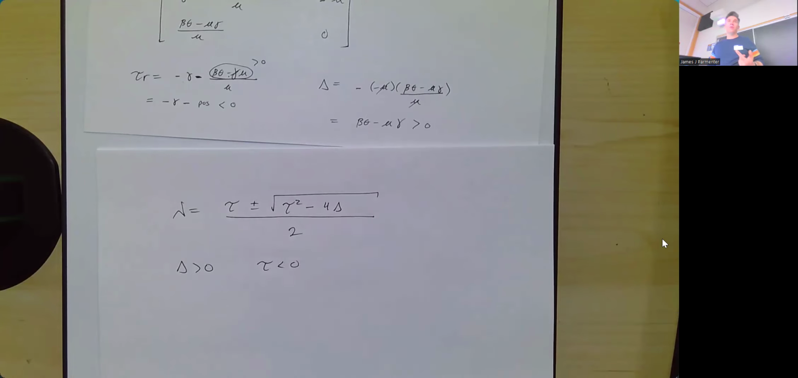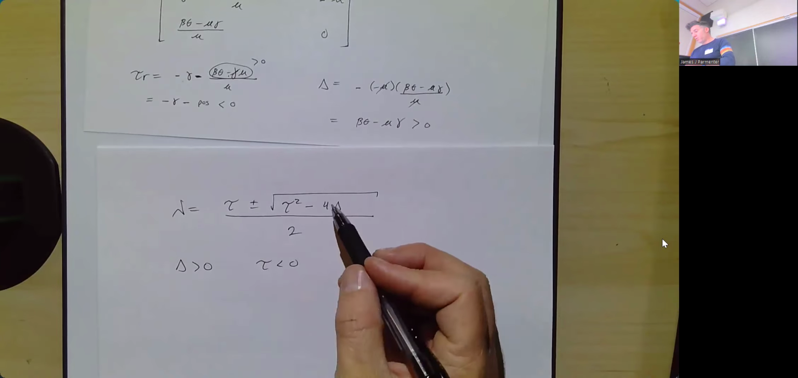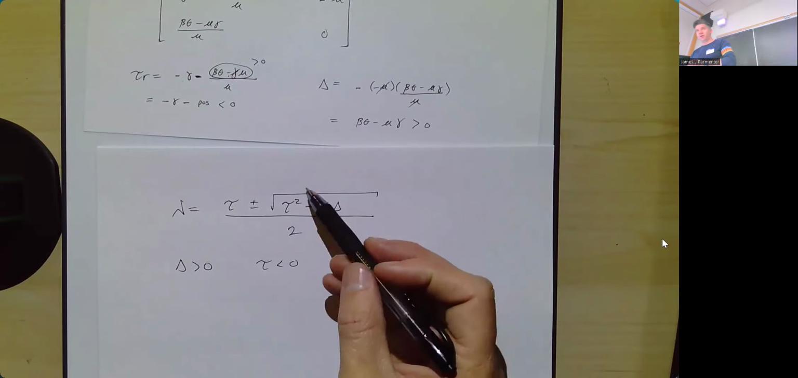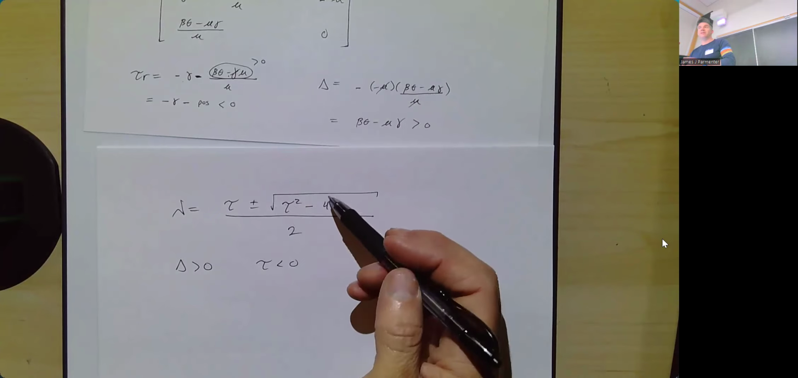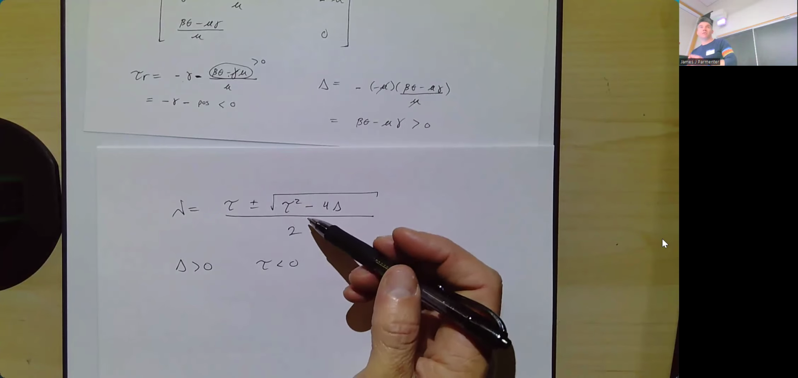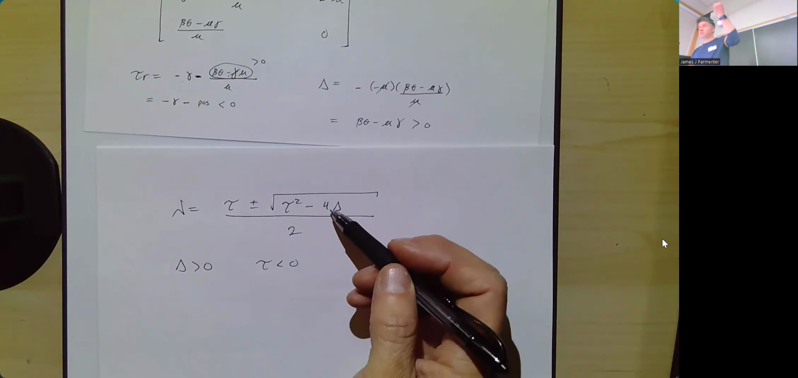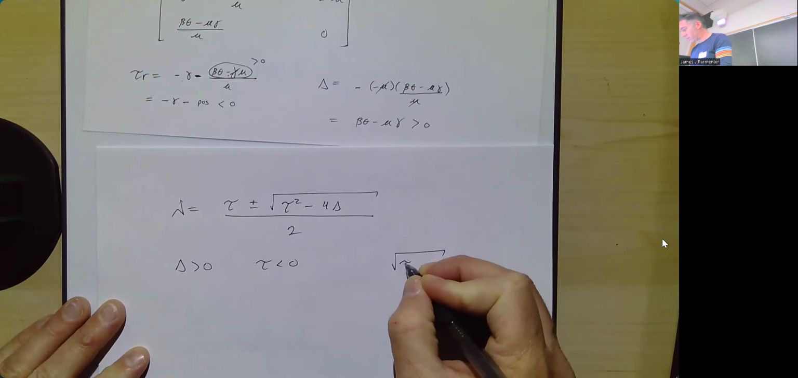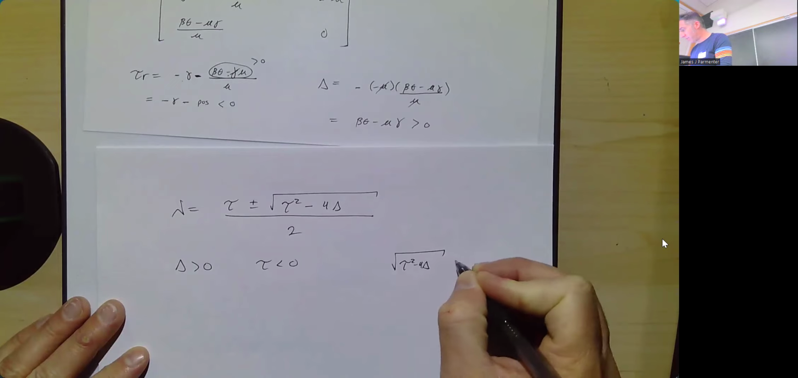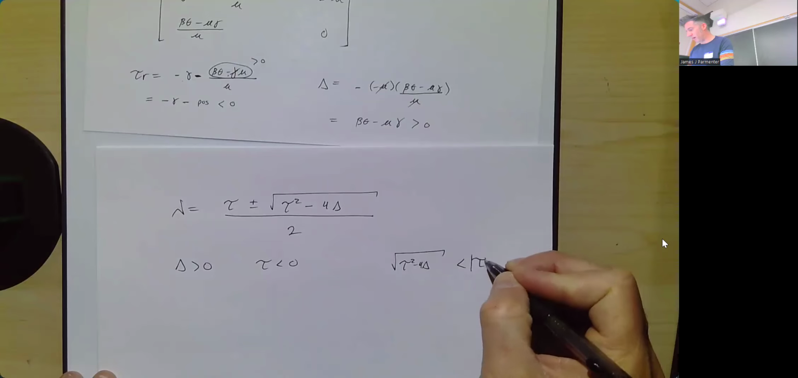But you know what else is true? Since our determinant is positive, whatever I have inside my square root here is smaller than the trace squared. Trace squared minus a positive number is smaller than the trace squared. So the square root of the trace squared minus 4 delta is smaller than the trace. I guess I should technically say it's smaller than the absolute value of the trace.